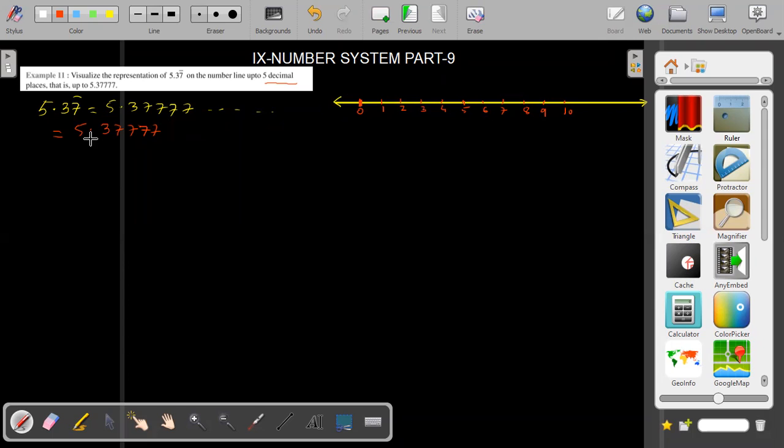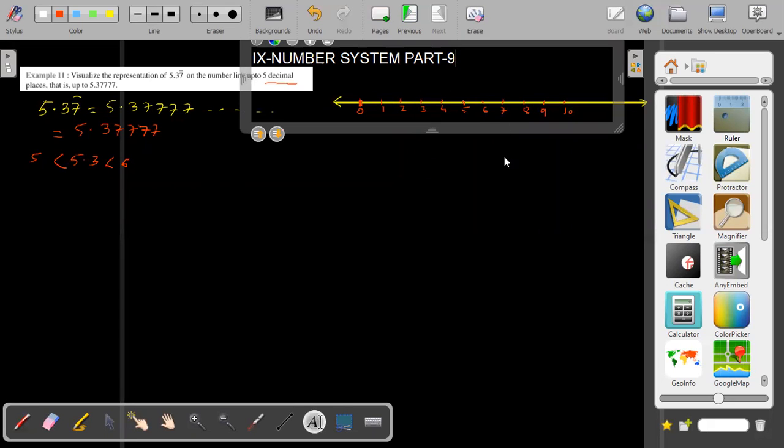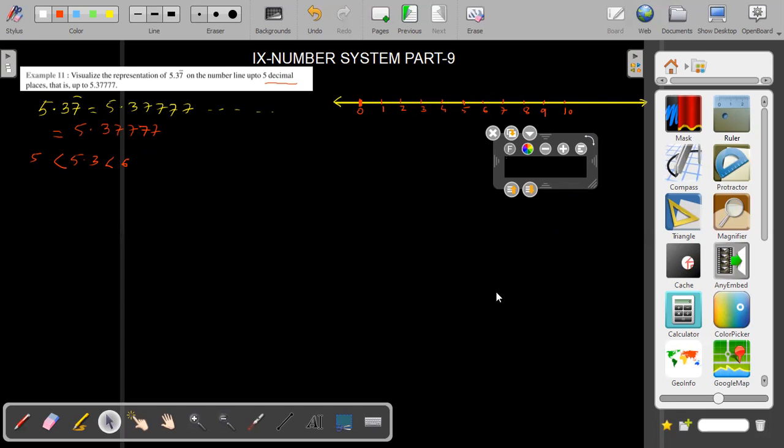So first you will check this 5.3 lies between 5 and 6. Obviously, 5.3 is greater than 5 and less than 6. So this will be between 5 and 6. So you need this line. You need this line again.